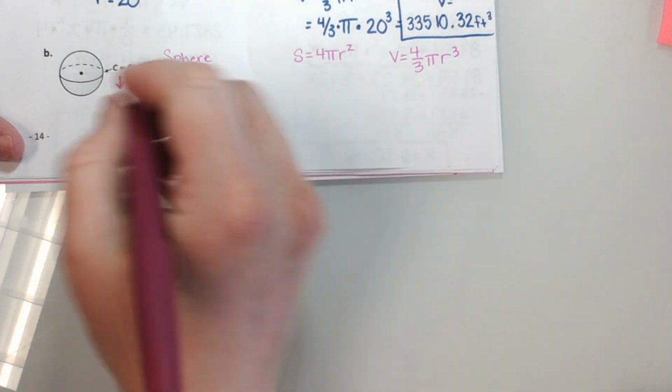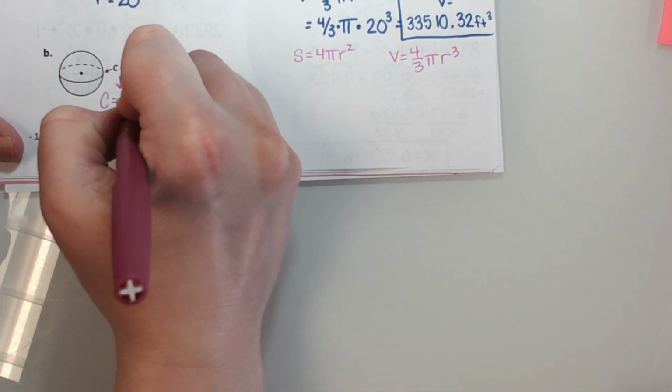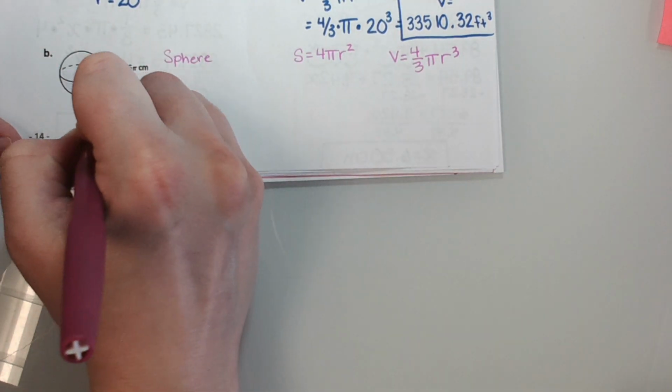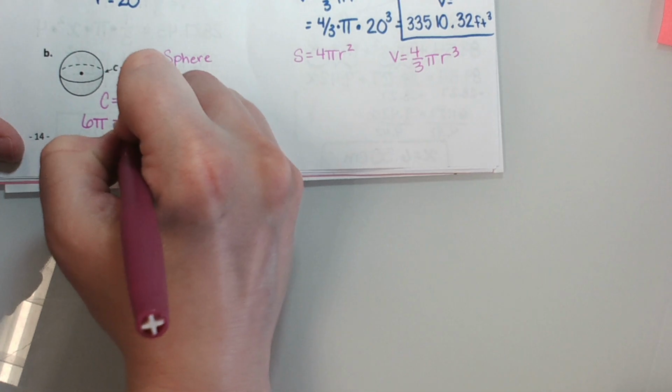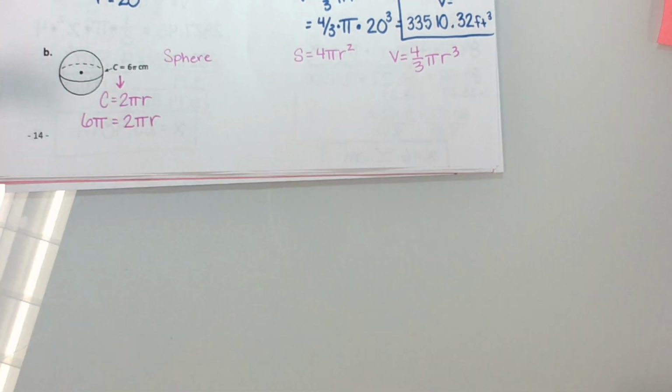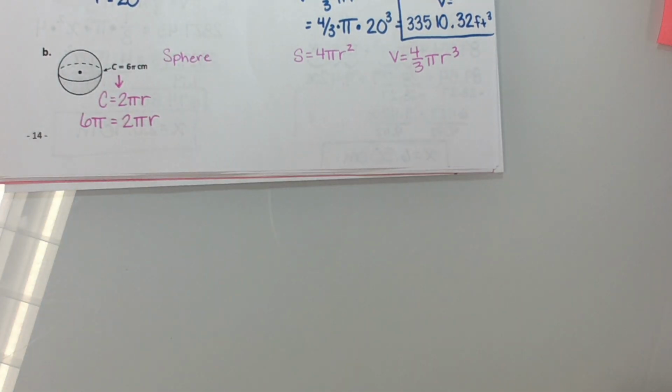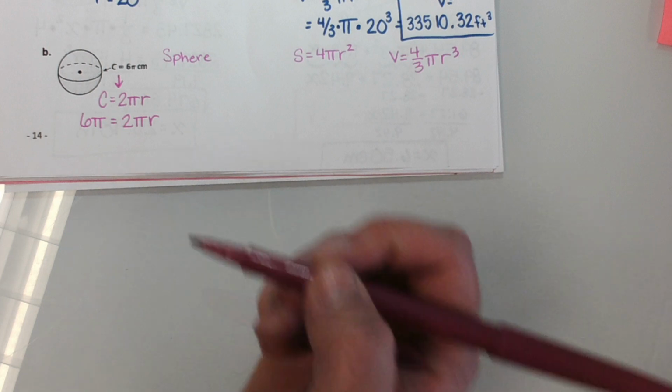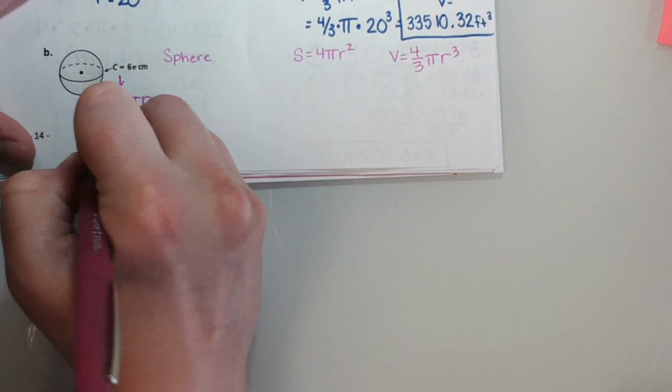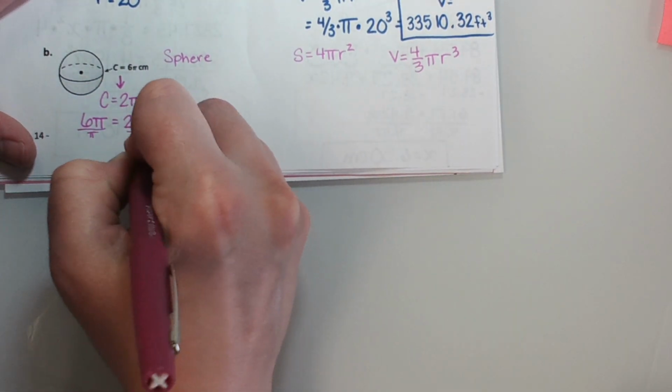So, circumference equals 2 pi r, which means 6 pi is equal to 2 pi r. Do you notice there's pi's on both sides? What's going to happen with them? They're going to cancel out, because if I go to divide by pi, they're both going to die a very painful death. Death by pi.